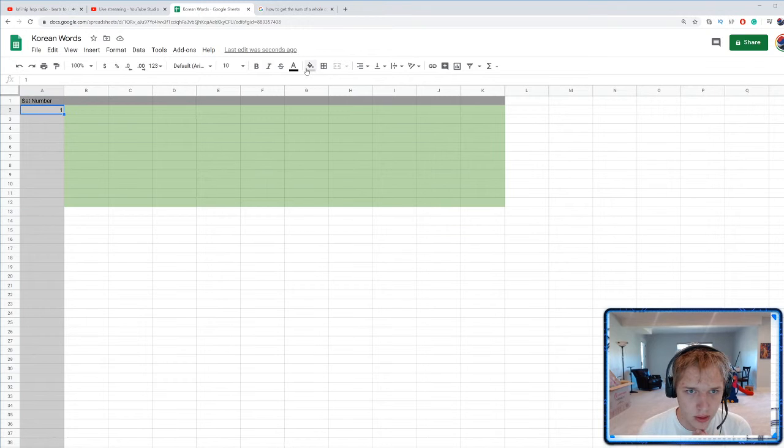We'll make this one a slightly darker gray, and this one will be set to a darker gray. And this is the plan. This is what it's going to look like.